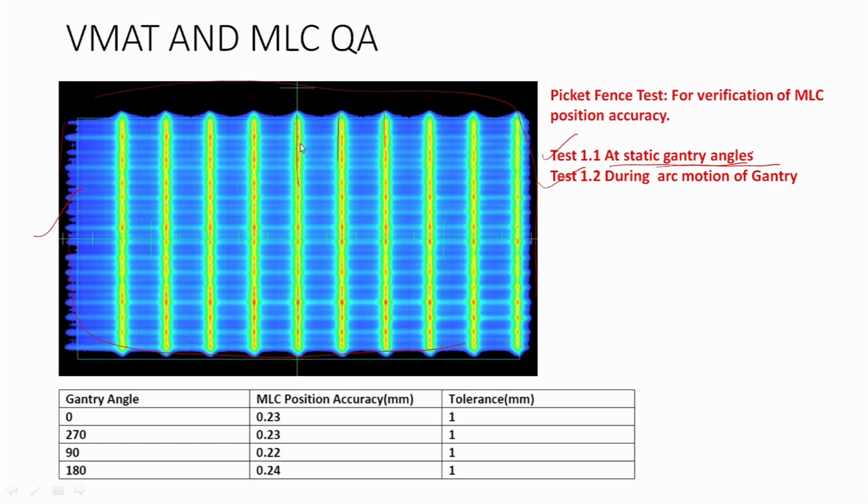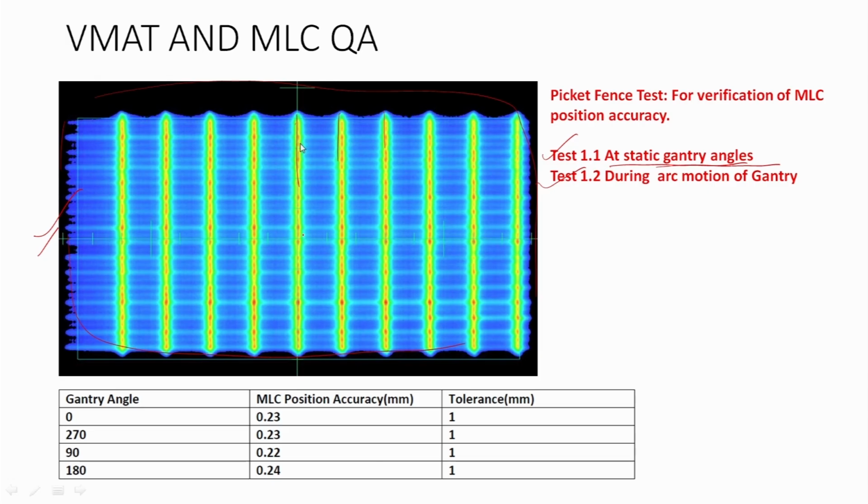That means 0 degree, 90 degree, 180 degree, 270 degree. At all 4 angles, you need to run a plan, meaning expose the beam, and you will find an image on your portal imager, and you need to verify whether you can see any positional error, because this test is specifically to check the positional accuracy of the multi-leaf collimator, meaning whether the leaf is exactly taking the planned position, or it is going above the planned position, or it is underperforming relative to your planned position.